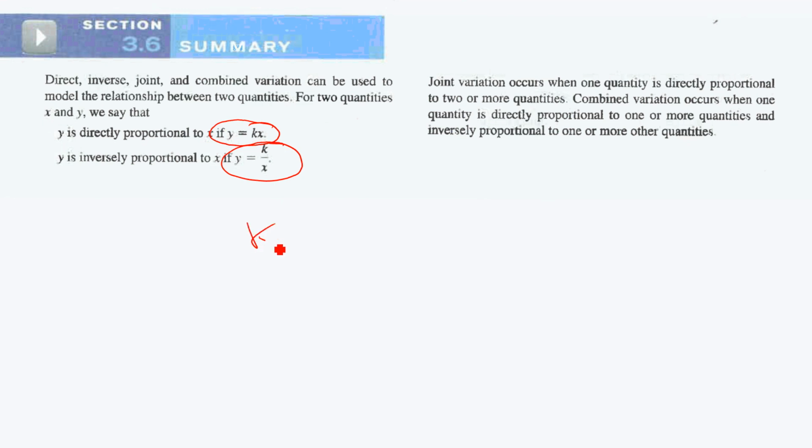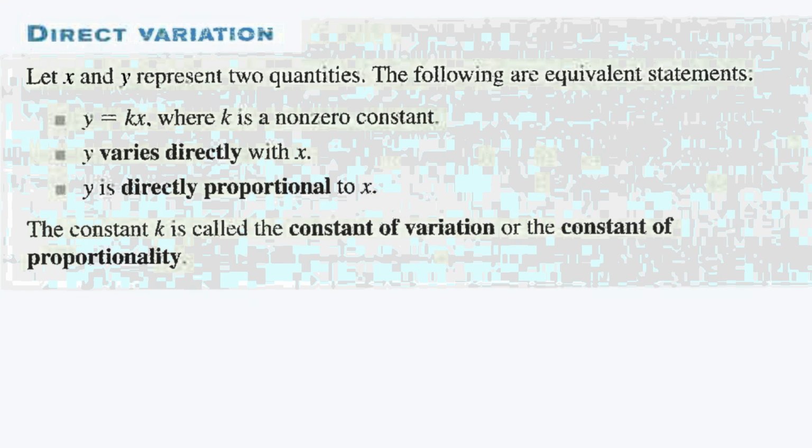K is going to be known as the constant of variation. So our job here is to figure out a number for k. Okay, so let's get going. So first up, we're going to do direct variation. So again, our formula is y equals kx.